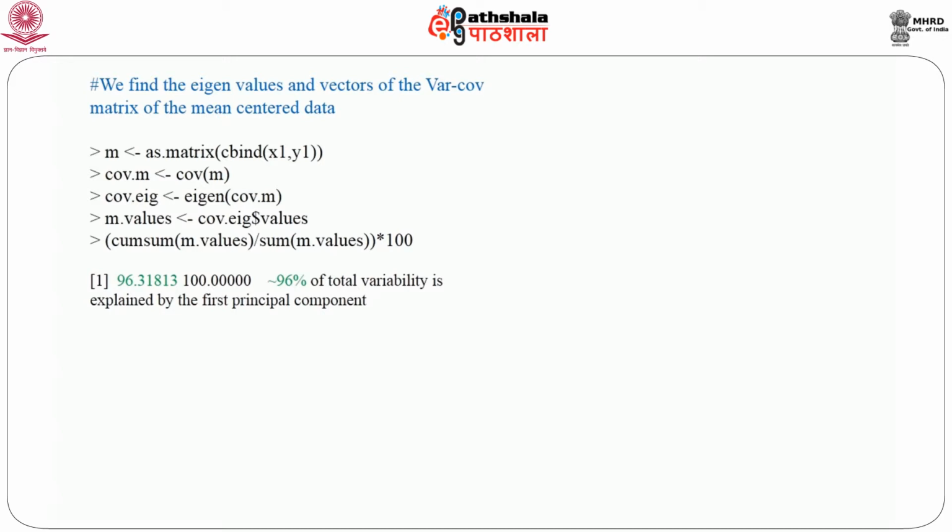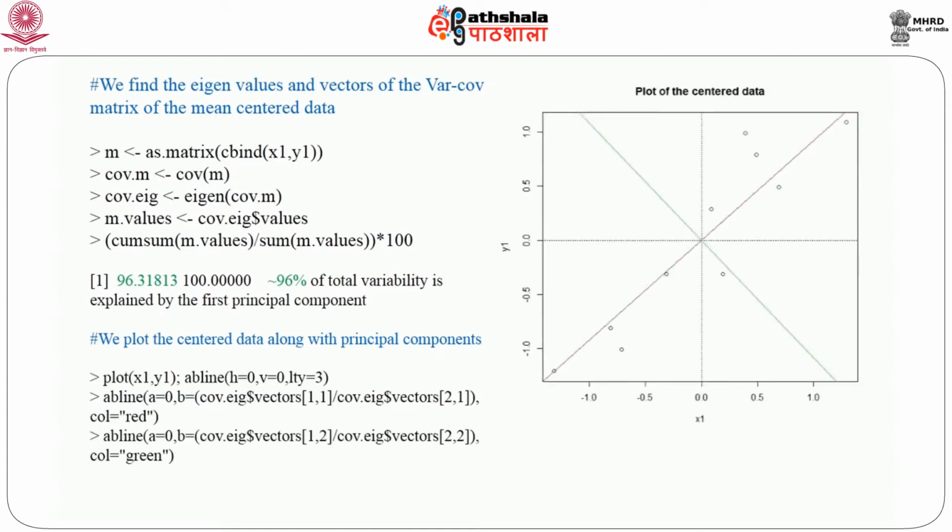Next, we plot the centered data along with the direction of the principal components. We do this with the help of the R command plot, and we draw the principal components with the help of the R command abline. So here we have the plot of the mean centered data and the two principal components. So this is the first principal component and this is the second principal component.